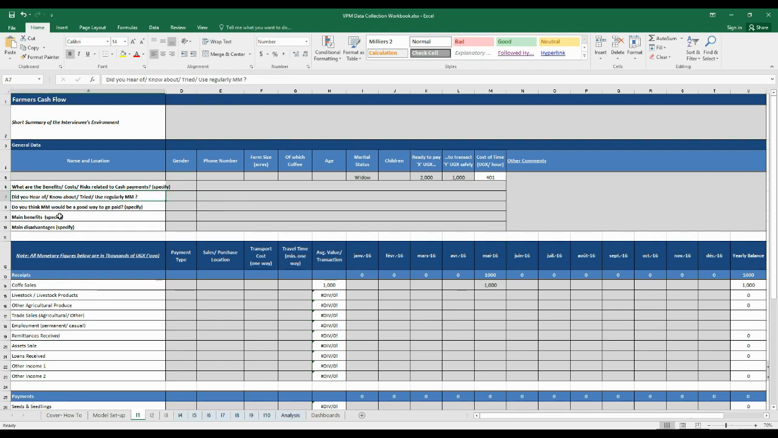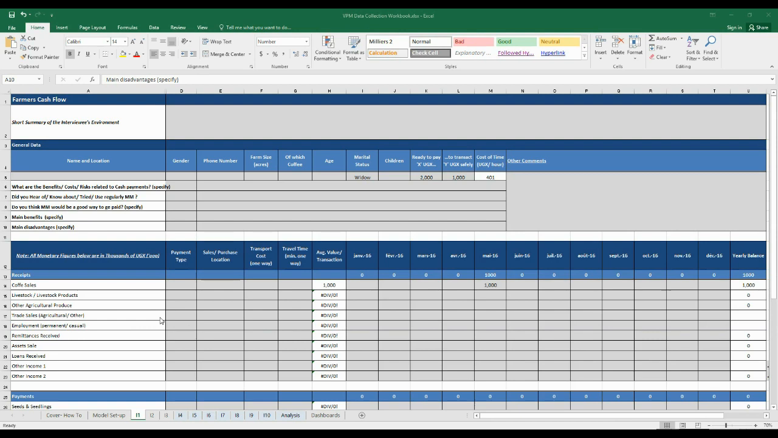So the second question is, have you ever heard of mobile money? Do you use it regularly? So having a short conversation about that and basically writing down the answers here. The third one, do you think mobile money would be a good way to get paid? And then asking some follow-up questions related to whatever it is that their answer is. What would the main benefits of mobile money payments be? What would the main disadvantages be?